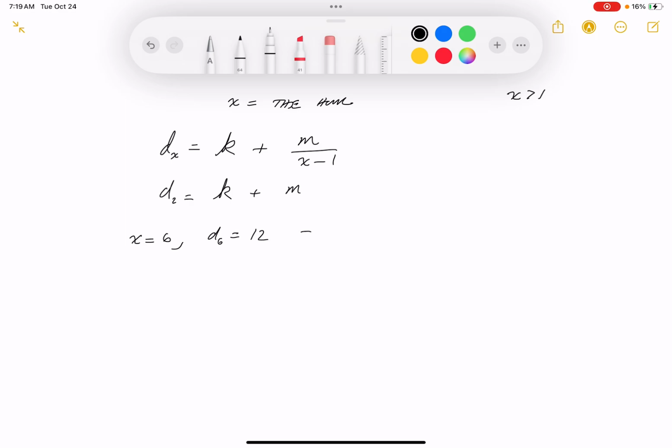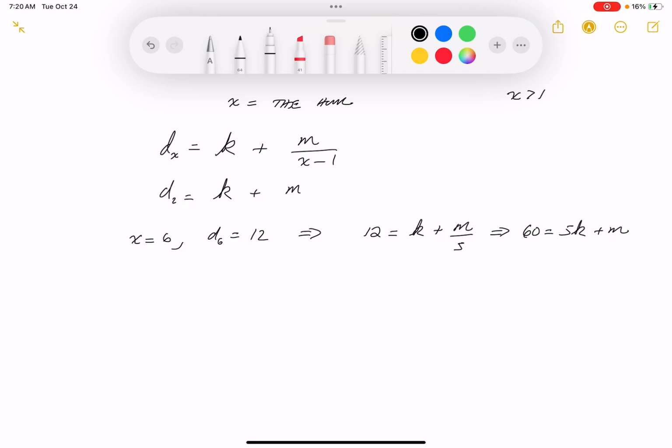I want to write that down for you, by the way. So 12 would equal K plus M over 5. I'm going to write that a little differently, multiplying both sides by 5. So 5 times 12 is 60 equals 5K plus M.